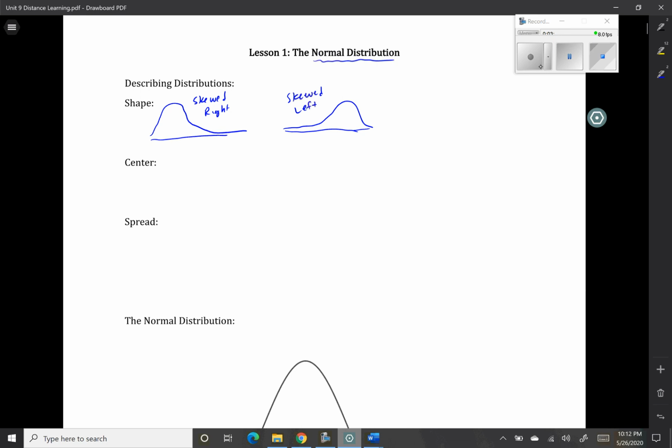The ones we're mainly going to focus on are these graphs that are perfectly shaped. These perfectly shaped graphs are going to be approximately normal. Now, what that means is these graphs are symmetrical.